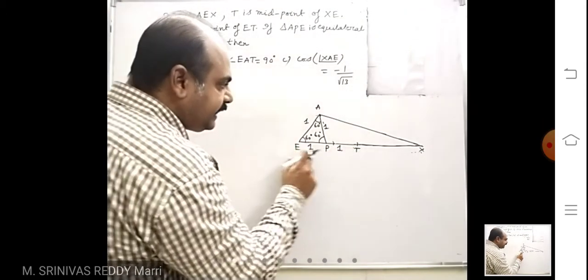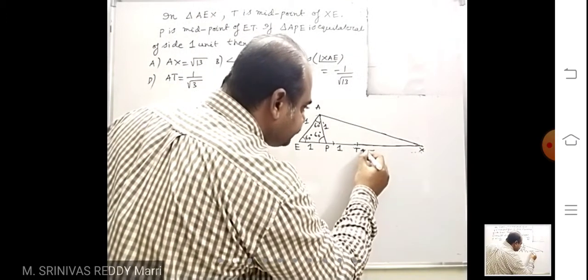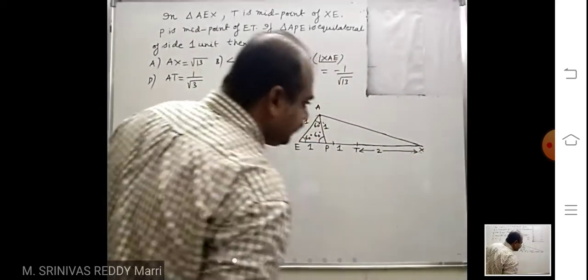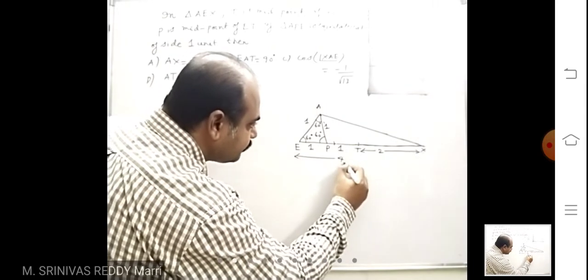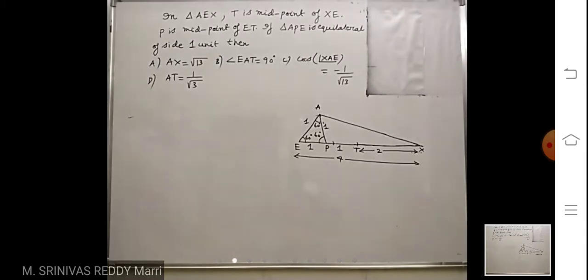T is the midpoint of EX. Whatever the ET length is, the TX will be the same. So this will be 2. This complete side is nothing but 4 units.